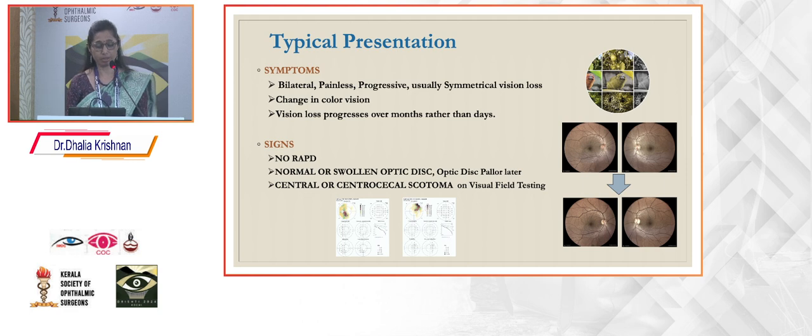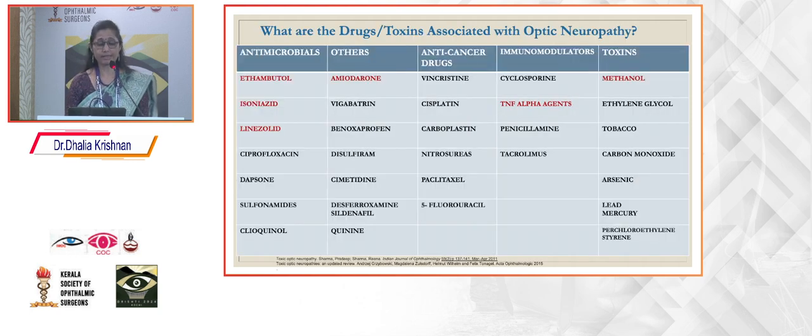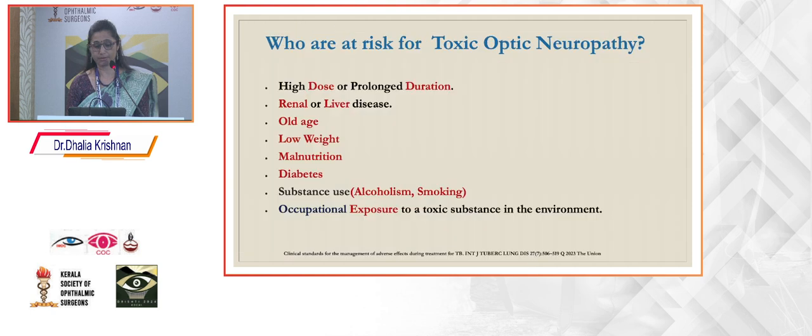On examination, there is no RAPD. The optic disc may be normal or swollen. Optic disc pallor appears later, with central or centrocecal scotoma. There are numerous drugs and toxins associated with optic neuropathy. Notable among them are the ATT first-line drugs, ethambutol and isoniazid, linezolid used for MDR tuberculosis, amiodarone, and many anti-cancer drugs and immunomodulators. Methanol causes an acute toxic optic neuropathy as an exception.